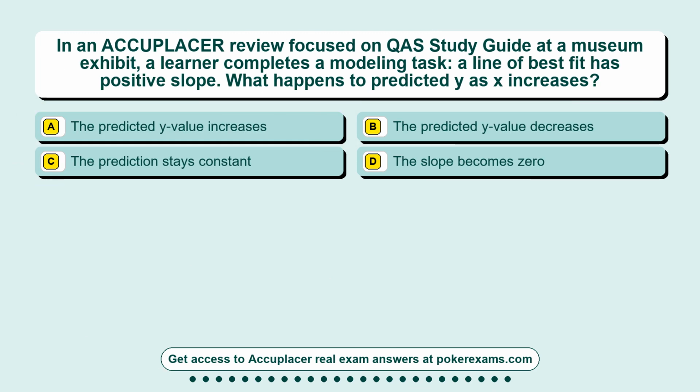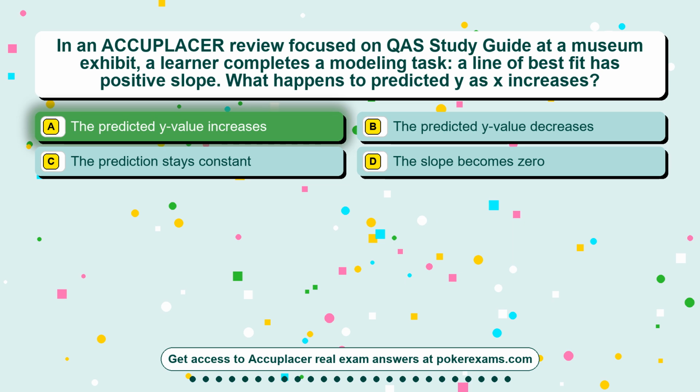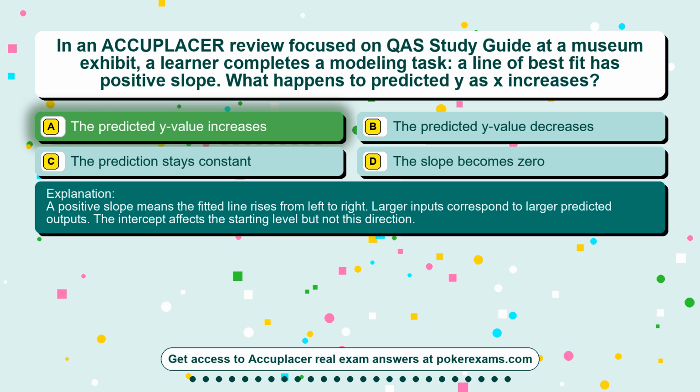Question 12. In an ACCUPLACER review focused on QAS study guide at a museum exhibit, a learner completes a modeling task. A line of best fit has positive slope. What happens to predicted y as x increases? Option A. The predicted y-value increases. Option B. The predicted y-value decreases. Option C. The prediction stays constant. Option D. The slope becomes 0. The correct answer is option A. The predicted y-value increases. A positive slope means the fitted line rises from left to right. Larger inputs correspond to larger predicted outputs. The intercept affects the starting level but not this direction.